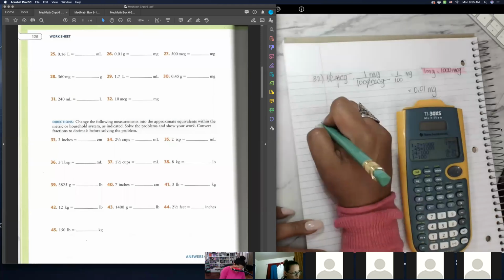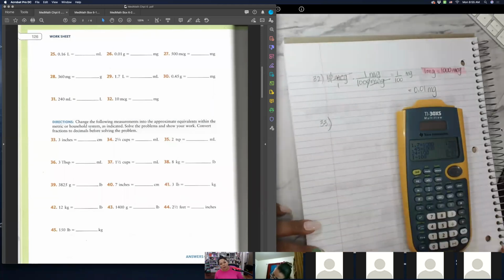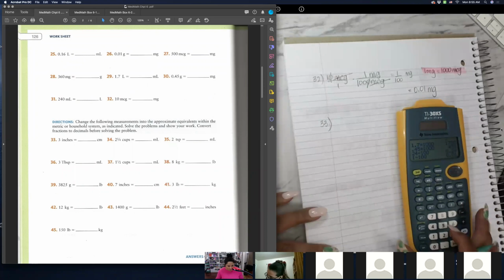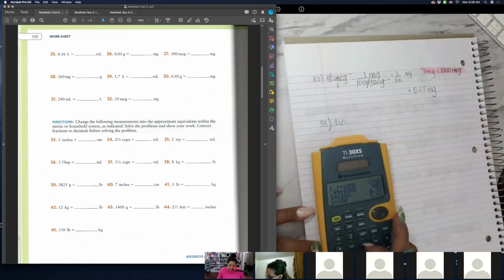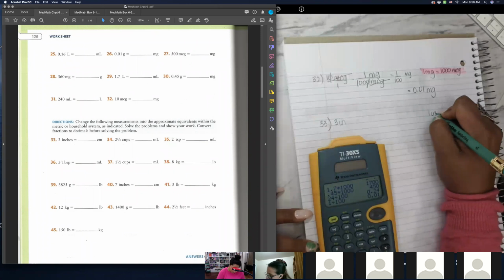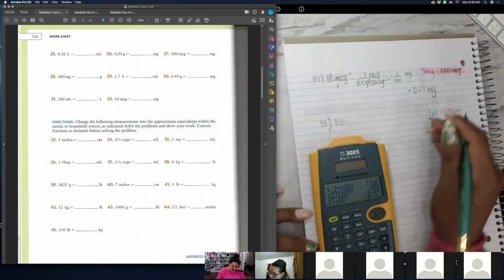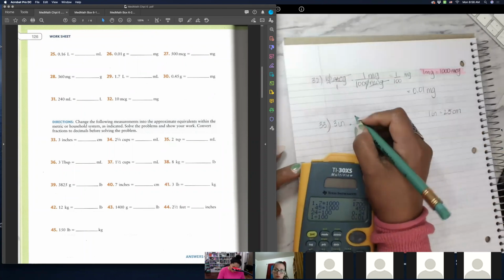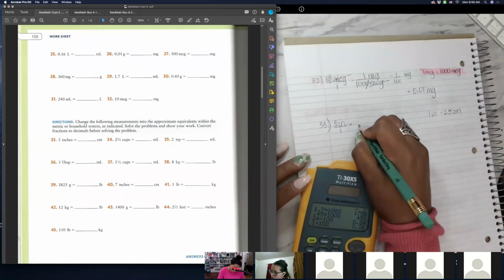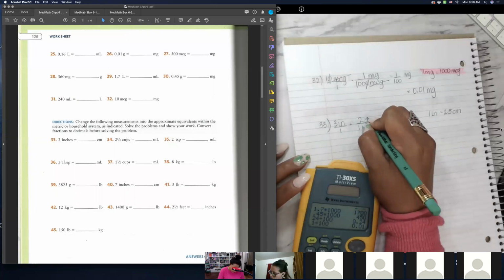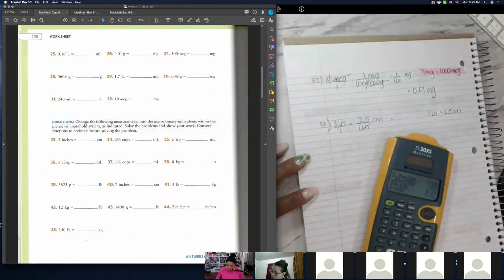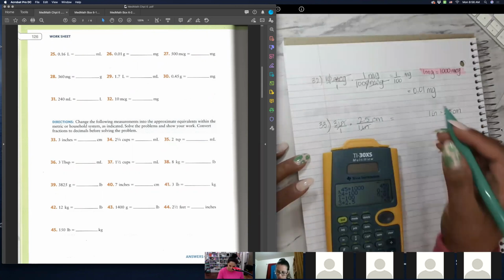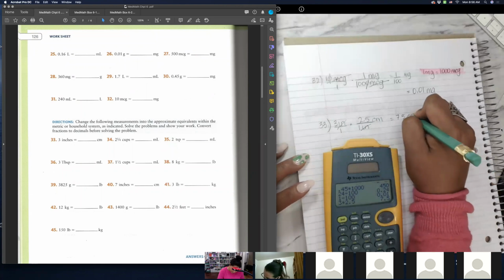All right, 33. Okay, so now let's do 3 inches to centimeters. Again, we're using 1 inch equals 2.5 centimeters for this class. So put that over 1 inch over 2.5 centimeters. Our units of inches cancel, and we just need to take 3 times 2.5, and that's going to give us 7.5 centimeters.